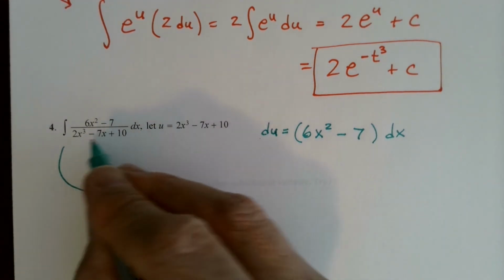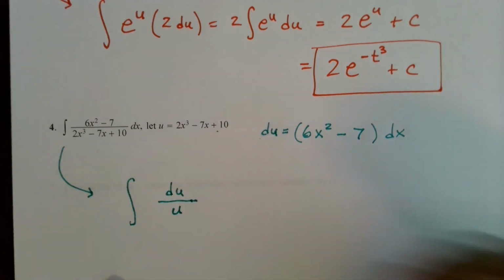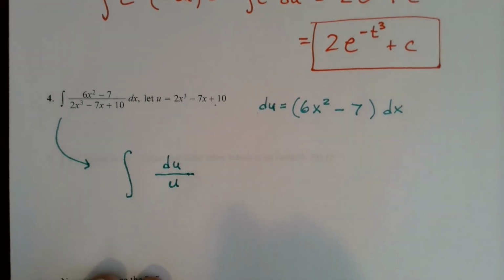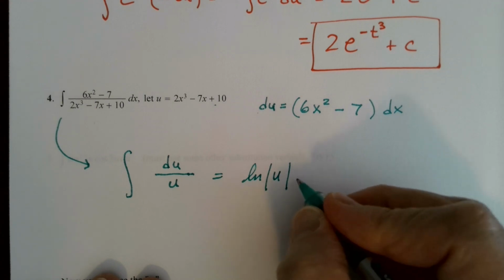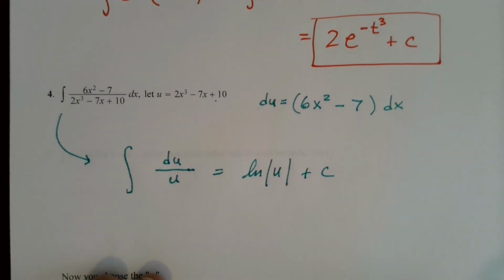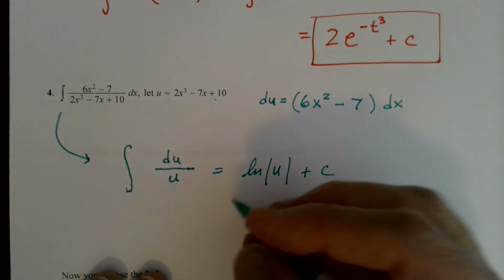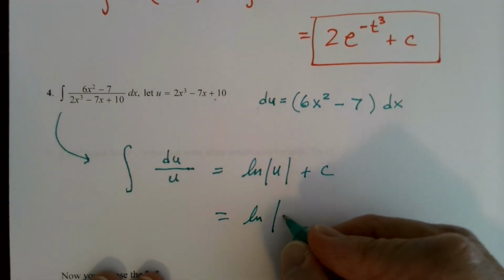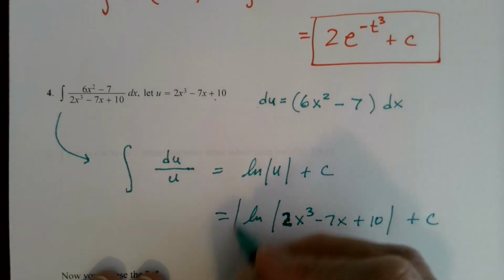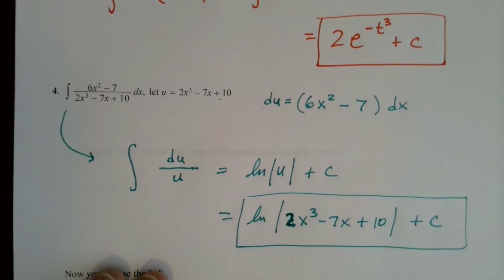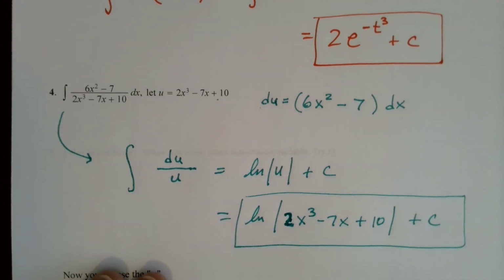On the bottom is what? 2x squared minus 7x plus 10. That's just u. It's 1 over u du, or du over u, which is the natural log absolute value of u. Don't forget it's absolute value of u, and then don't forget our plus C. And there it is, right? It's a simple integral. Replace now u with this expression, and we get the answer that we want in terms of x: natural log of the absolute value of 2x cubed minus 7x plus 10, plus a constant. And again, take the derivative of this, and we can check and verify that that indeed is the original function.